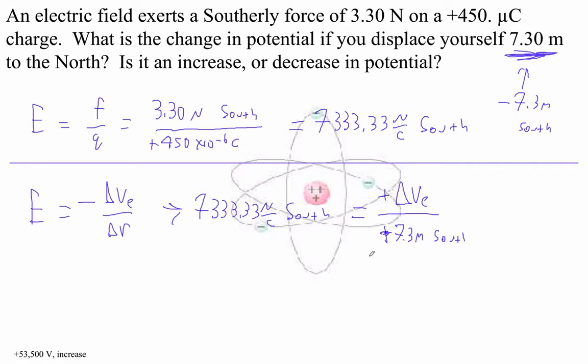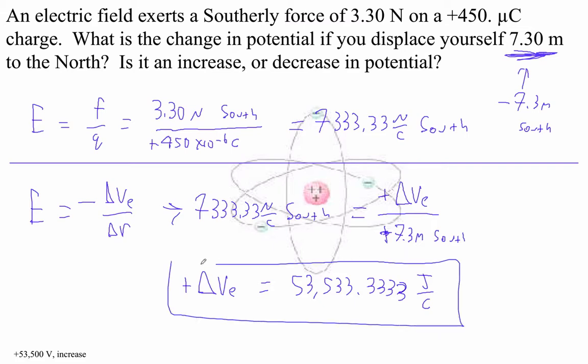So we go 7.3 times 7333.333, and you end up with the change in potential equal to 53,533, and then a lot of threes. This is going to be joules per coulomb, right? And the reason it's joules is that newtons multiplied by meters make newton meters, which is a joule. Okay, it is an increase because that number comes out positive.